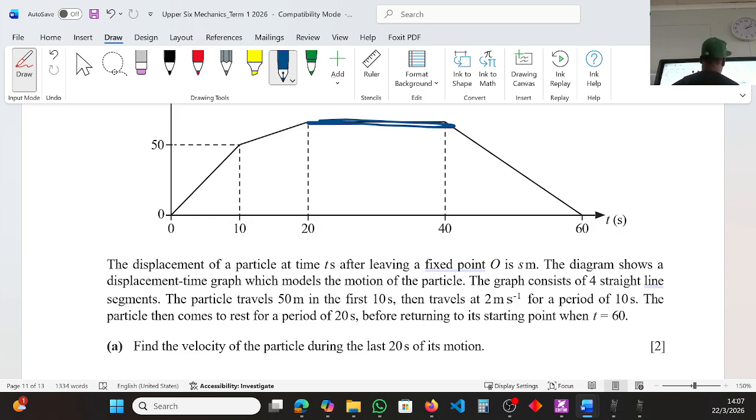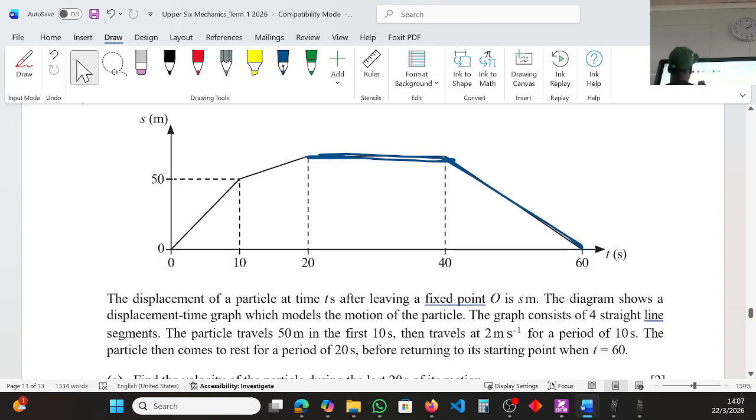Find the velocity of the particle during the last 20 seconds of the motion. So our interest is the velocity of the particle during the last 20 seconds. So velocity is going to be equal to the slope of this curve. And how do we find the slope of the curve? Let's check the information we are given. I'm sure it can assist us to find the displacement at this point.